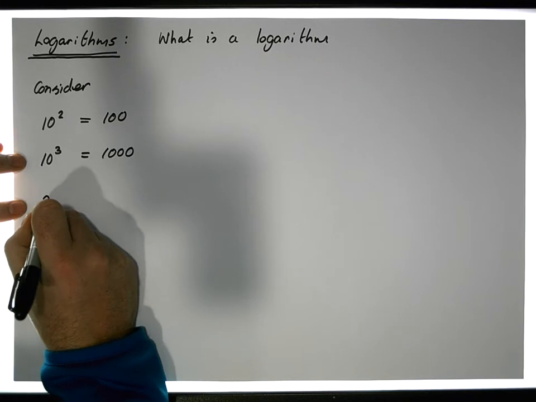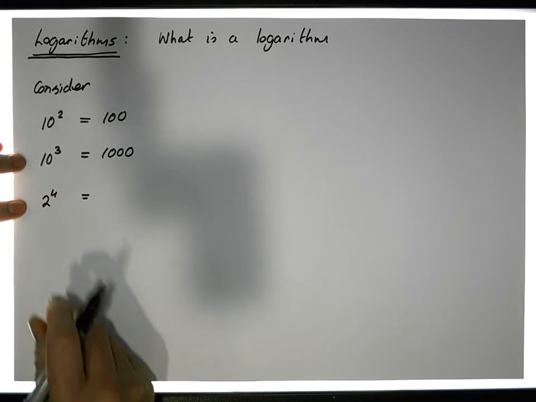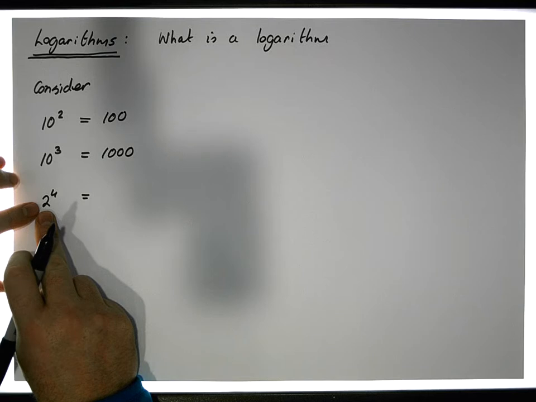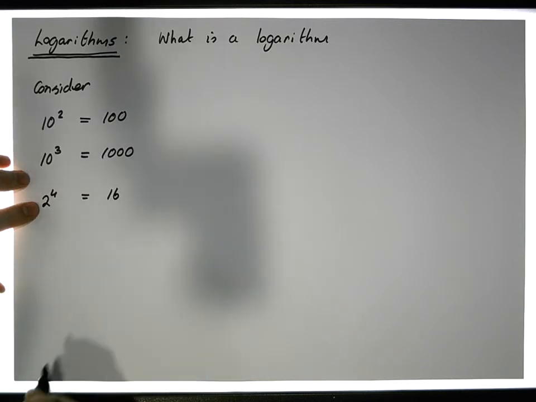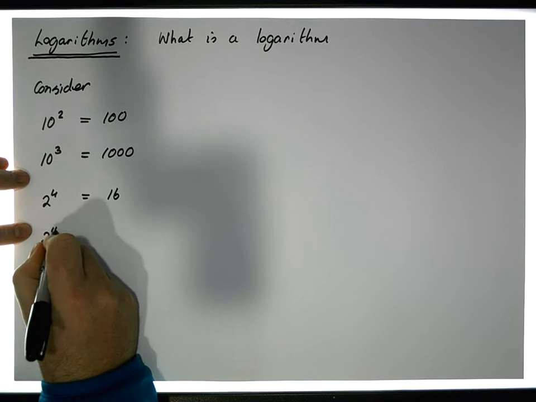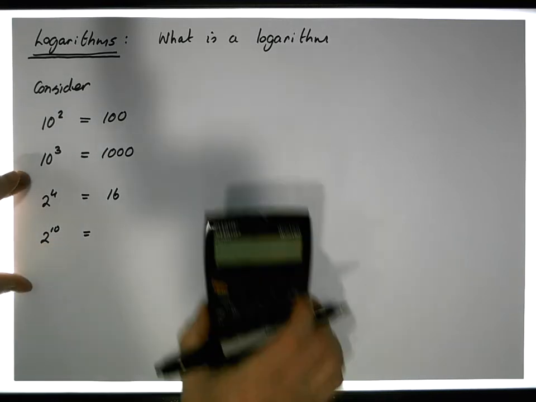So let's say we have 2 to the power of 4. Well, what's 2 to the power of 4? It's 2 times 2 times 2 times 2, which is equal to 16. What about 2 to the power of 10? Well, we could use our calculator for this.